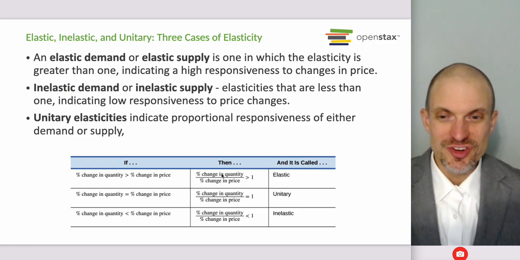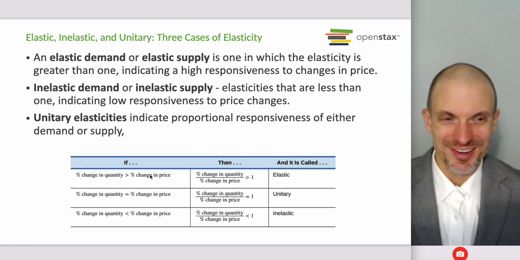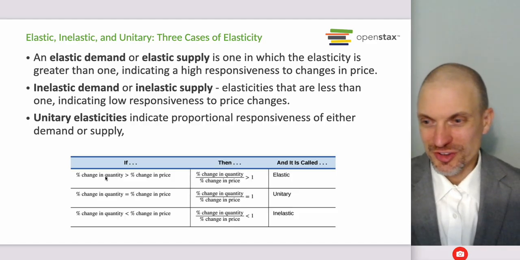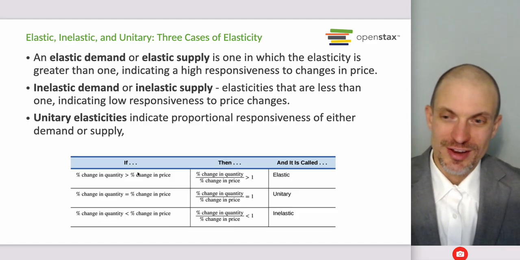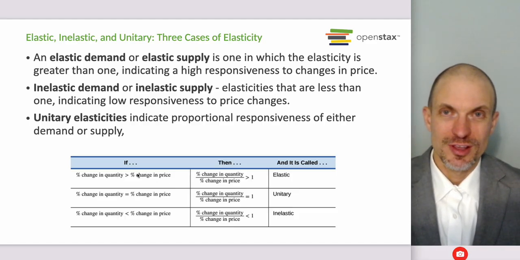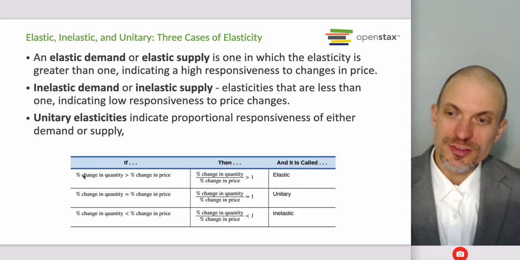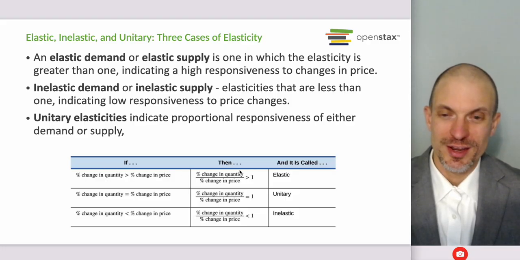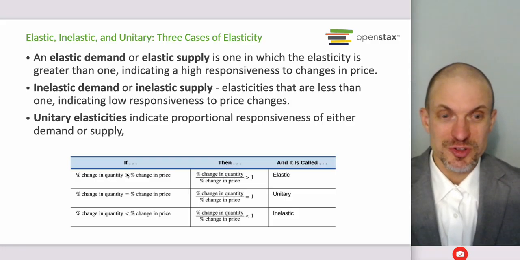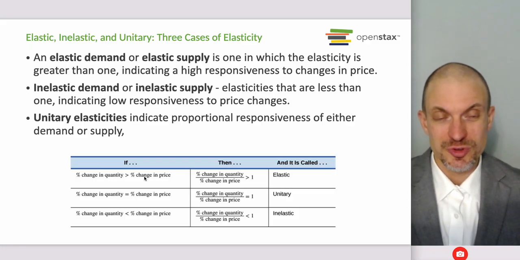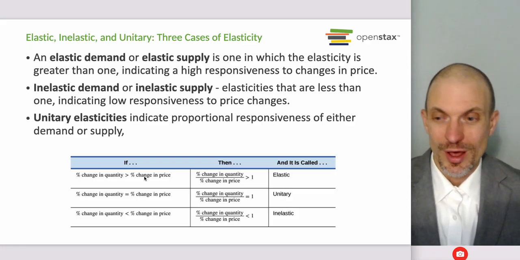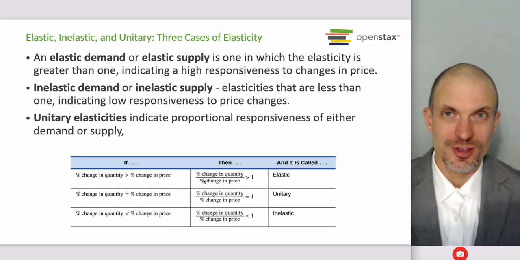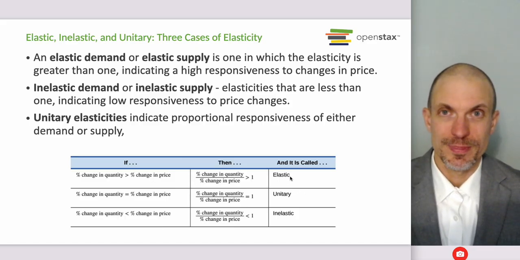It turns out that the numerator and the denominator have an important interpretation. The numerator is the percentage change in quantity. The denominator is the percentage change in price. So if the percentage change in quantity is bigger than the percentage change in price, we get a fraction bigger than 1. It tells us we changed price a little, quantity changed a lot. That's pretty responsive. That's elastic demand.